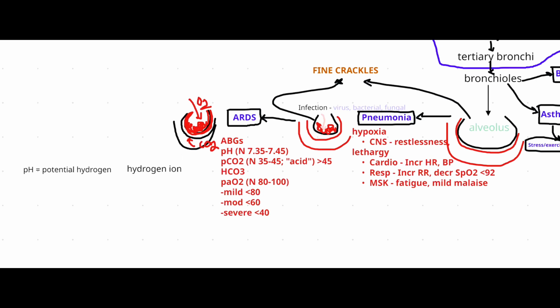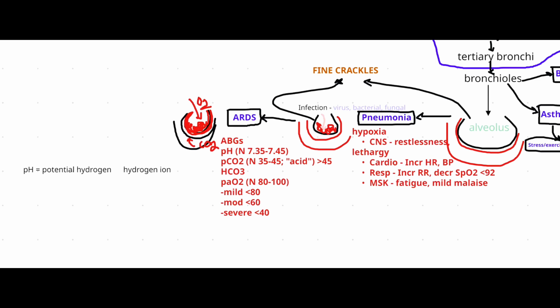So potential hydrogen and hydrogen ion are opposite. What causes acidity is not the pH, it's the H. But what we measure is the pH. Okay, so the hydrogen ion is what causes acidosis. Okay, so this is an acid. Hydrogen ion is an acid.